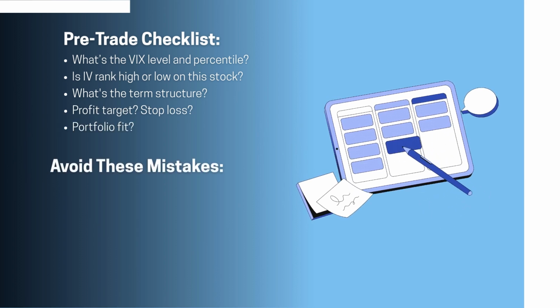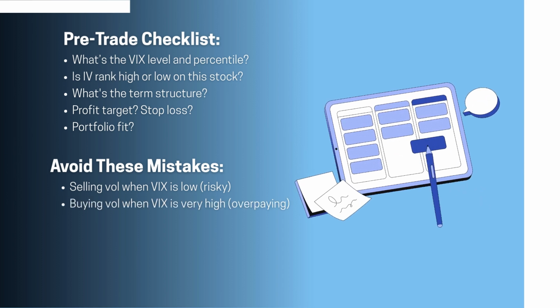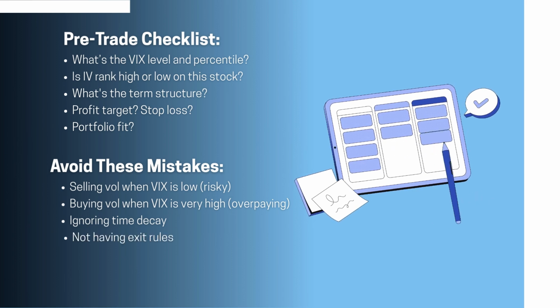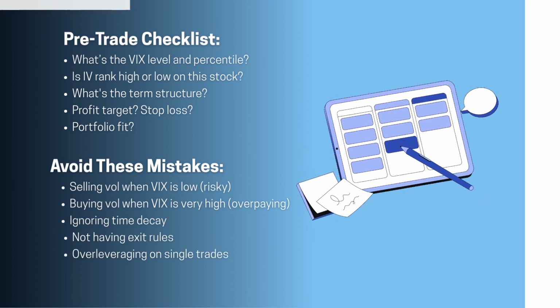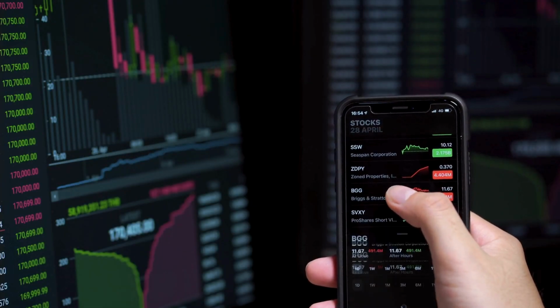Avoid these mistakes. Selling volatility when VIX is low, risky. Buying volatility when VIX is very high, overpaying. Ignoring time decay, not having exit rules. Over-leveraging on single trades. Volatility trading opens the door to consistent profits in any market condition.